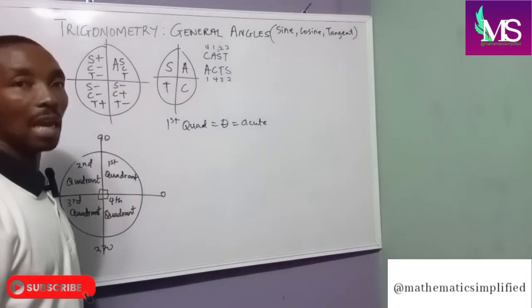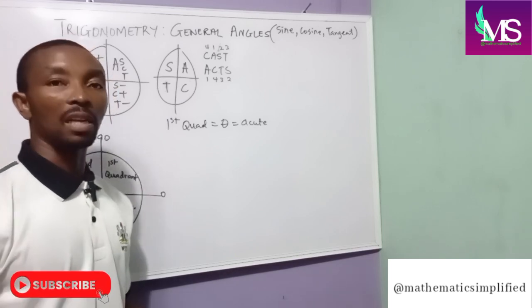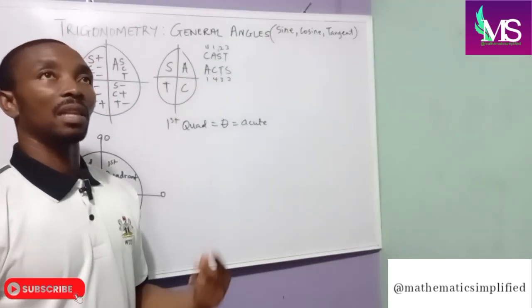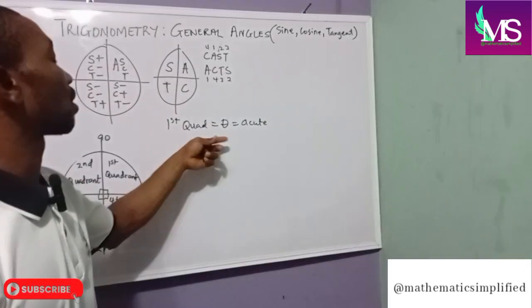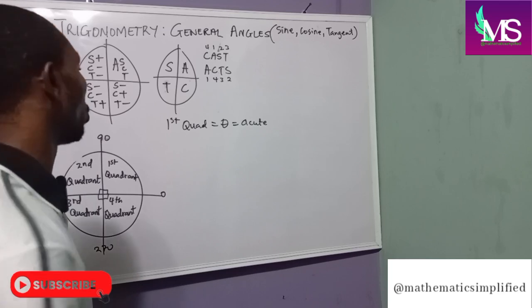Now, why? Because acute angles are angles that are between 0 and 90 degrees. Acute angles are angles that are less than 90 degrees. So in our first quadrant, all our angles, theta, are acute angles.